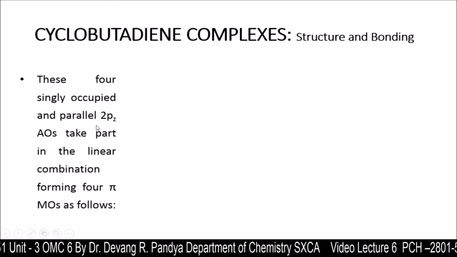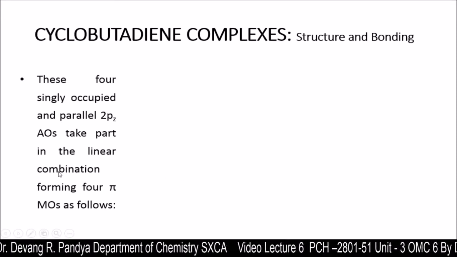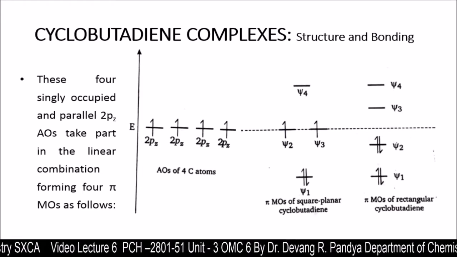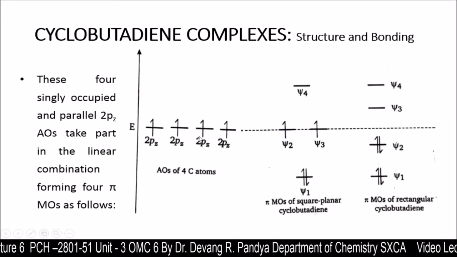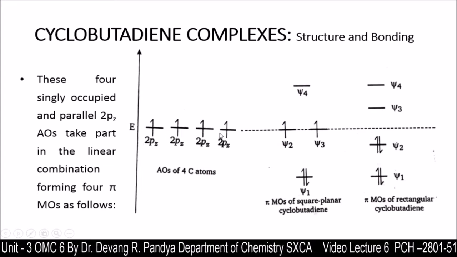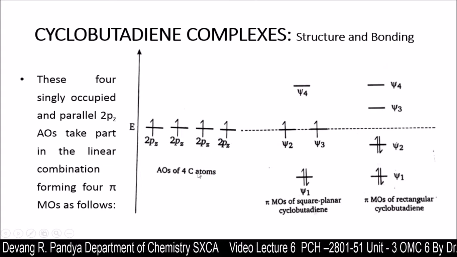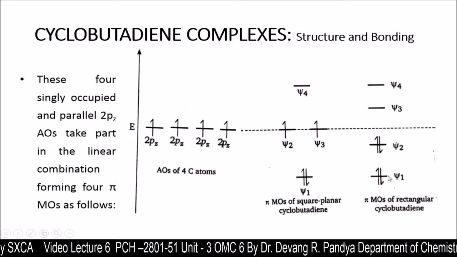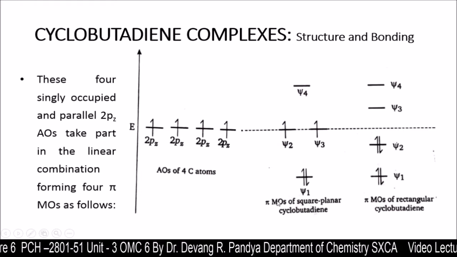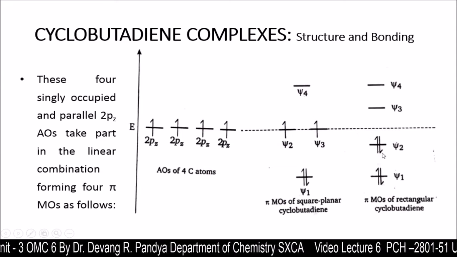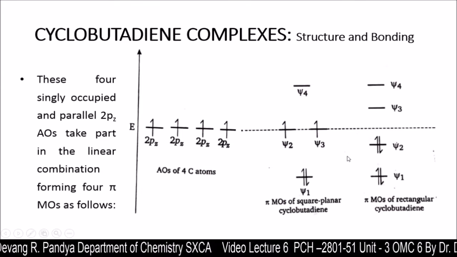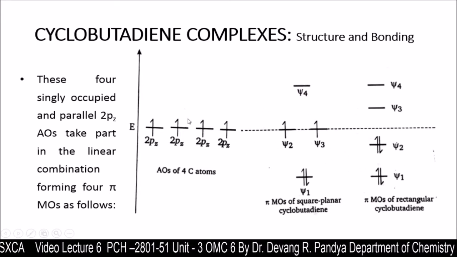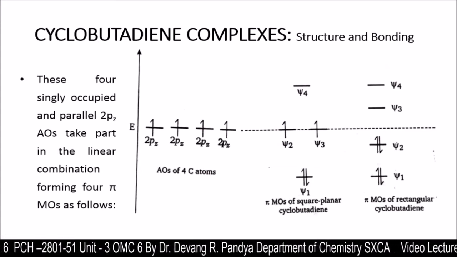The 4 singly occupied parallel pz atomic orbitals take part in linear combination forming 4 pi molecular orbitals. We can see in this diagram, this is the increasing energy, and these are the 4 singly occupied pz orbitals, one on each carbon, perpendicular to the planar arrangement of the cyclobutadiene sigma skeleton, and that is going to form our 4 pi molecular orbitals, psi1, psi2, psi3 and psi4. Probably like this, 2 kinds of arrangement would be there, and the availability of these 2 pi electrons makes this compound more reactive, and the resulting complex would be more reactive as well.